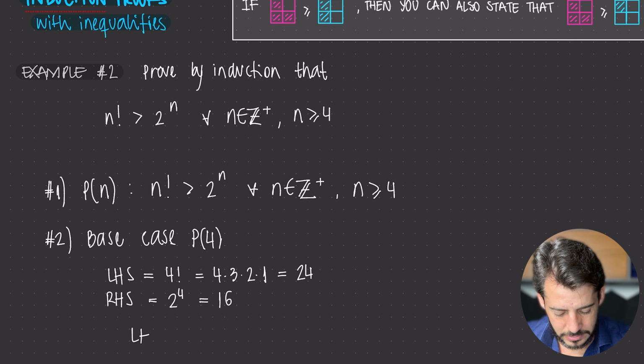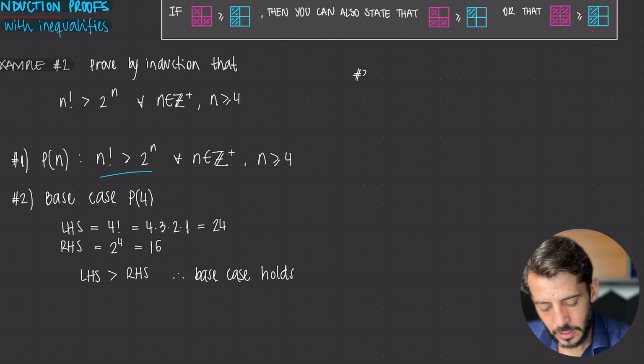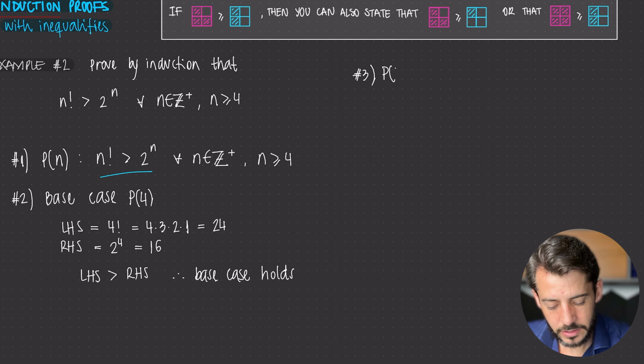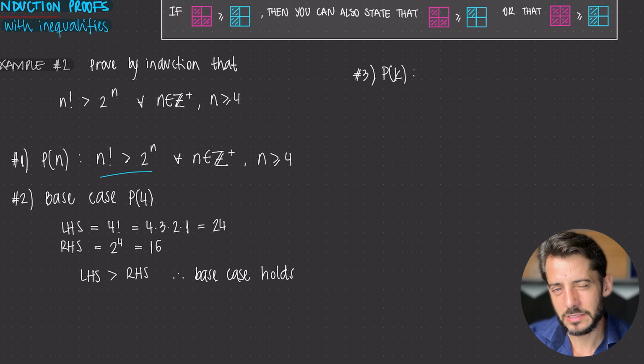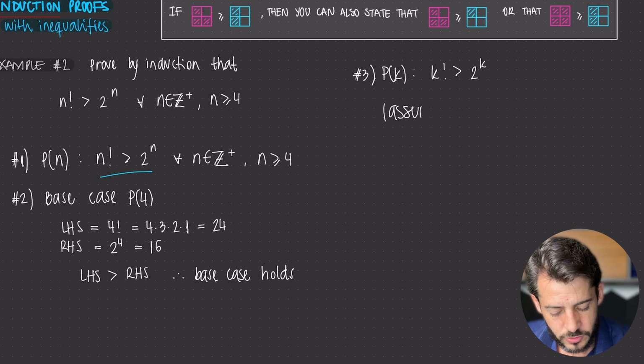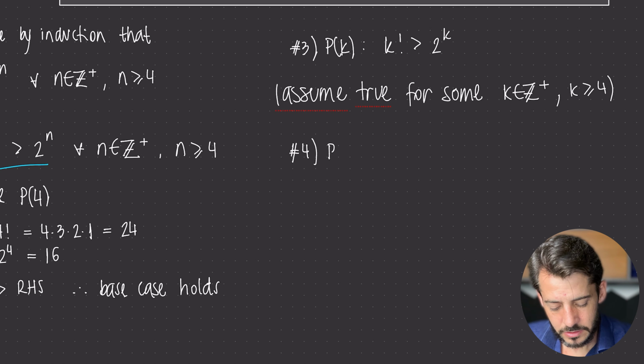Now, given that the left-hand side is actually greater than the right-hand side, as we would like it to be, the base case holds. Now, step number 3, writing the inductive hypothesis. We're pretty much writing the propositional function, but substituting n by k and writing the following sentence after that. Assume this is true for some positive integer k greater than or equal to 4. And right now we move to the inductive step.